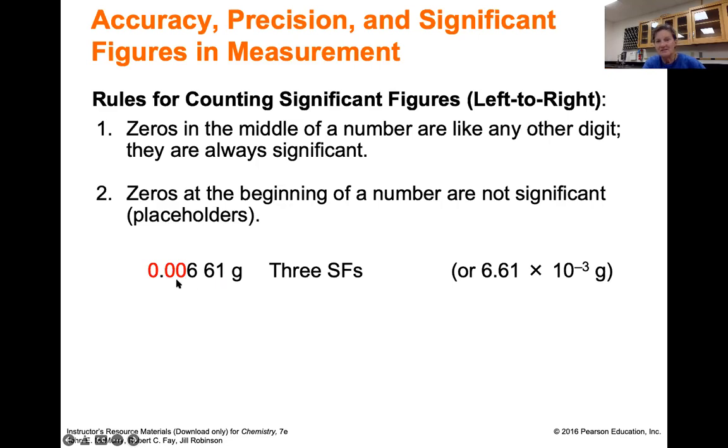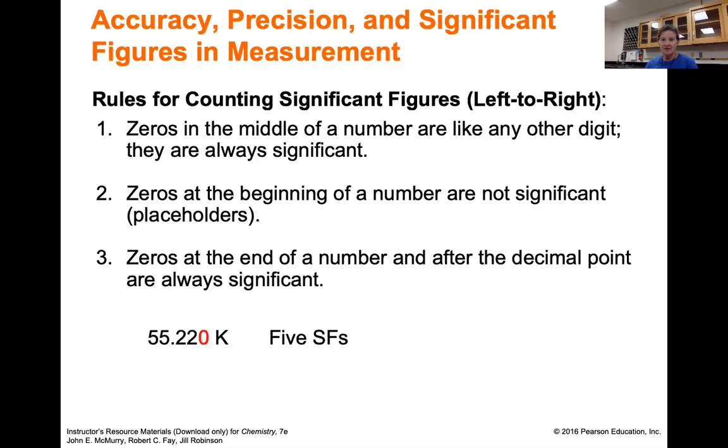0.00661. The 00 is only there to tell you that the 6 is in the thousandths place rather than somewhere else. So if you were to write it in scientific notation, you wouldn't need those zeros, and it would show you that you only have 1, 2, 3 significant digits, and the other two, well, 3 zeros are not significant. Zeros at the end of a number and after the decimal point are always significant.